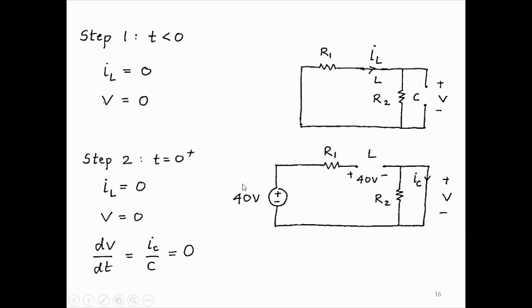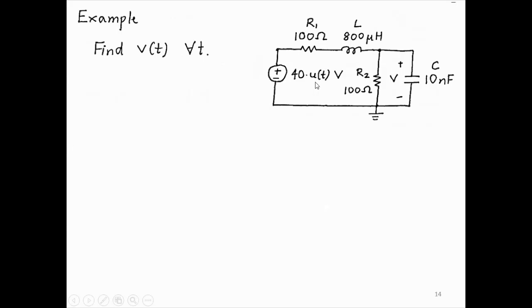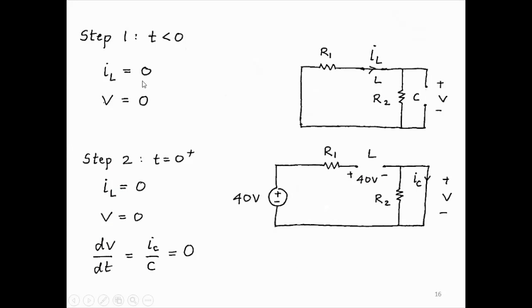Alright, so now let us solve our circuit. So we go through the three steps. So our function is 0 for t less than 0 and 40 volts for t greater than 0. So for t less than 0, there is no voltage source in the circuit, no source of energy, everything will be 0. So I_L is 0, V is 0. The capacitor voltage is V, I_L is the inductor current. At t equal to 0 plus, the inductor current is 0, so it acts as an open circuit.